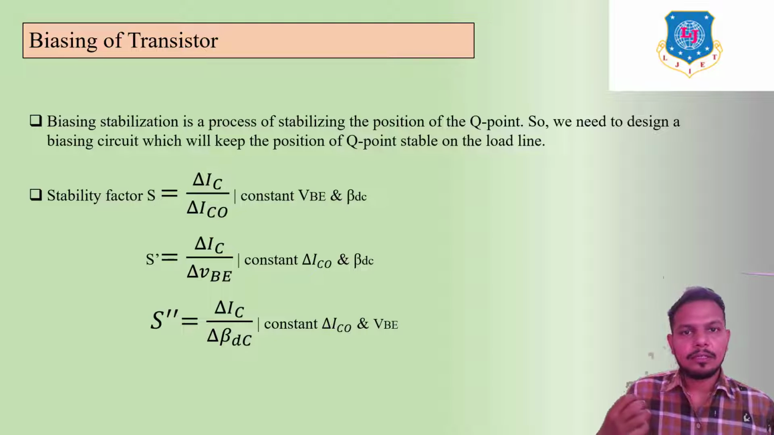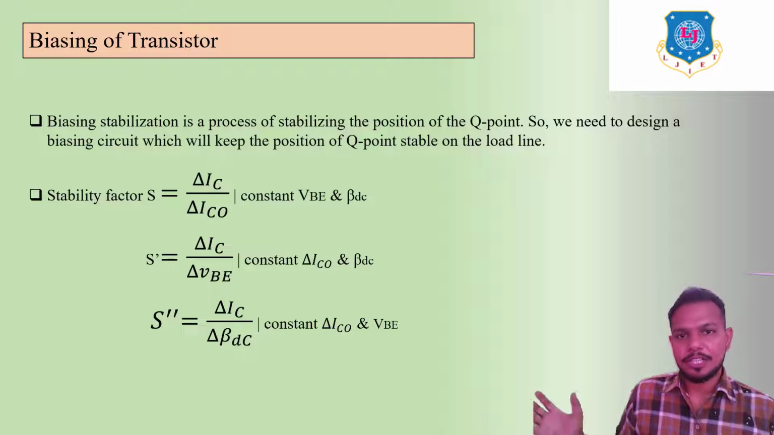Biasing, or we can say stabilization, is a process of stabilizing the position of the Q point. Q point is also denoted as quiescent point. So we need to design a biasing circuit which will keep the position of the Q point stable on the DC load line. As we discussed earlier, the DC load line is the line between the x-axis and y-axis parameters, which are VCE and IC. On this DC load line, we can put the Q point at the bottom side, above, or at the center point of this DC load line.